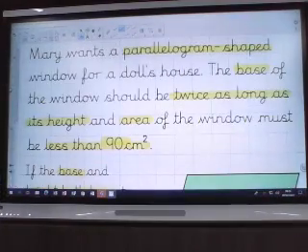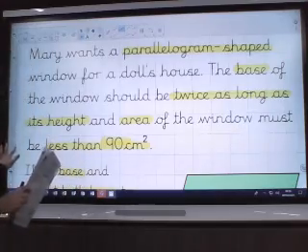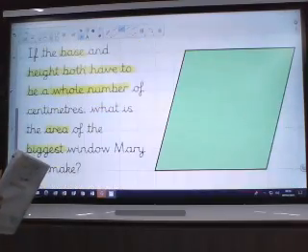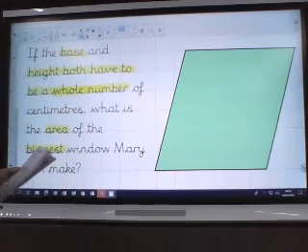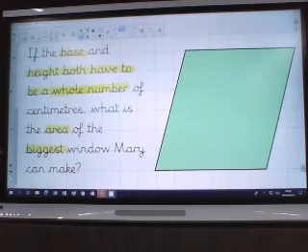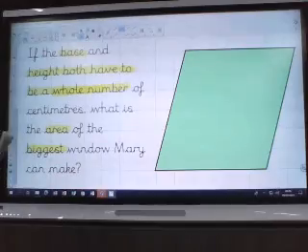Question 2 then. Mary wants a parallelogram shaped window for a doll's house. The base of the window should be twice as long as its height, and the area of the window must be less than 90 centimetres squared. Okay, so again, I've drawn my parallelogram ready so that I can put my notes on it and see where I'm up to. Okay, so the question then says, if the base and height both have to be a whole number of centimetres, what is the area of the biggest window Mary can make?